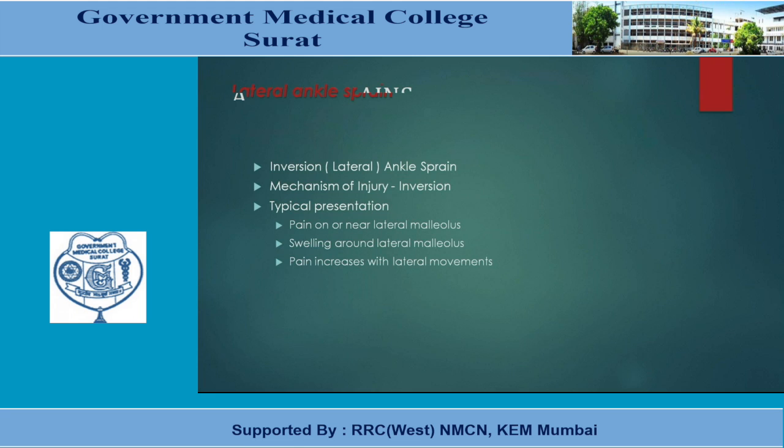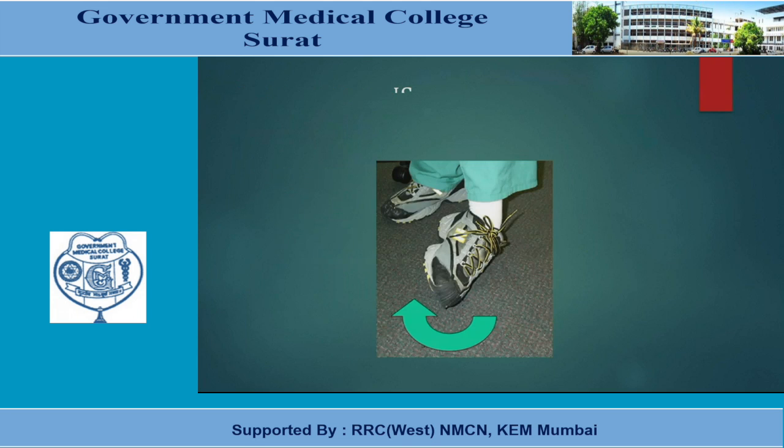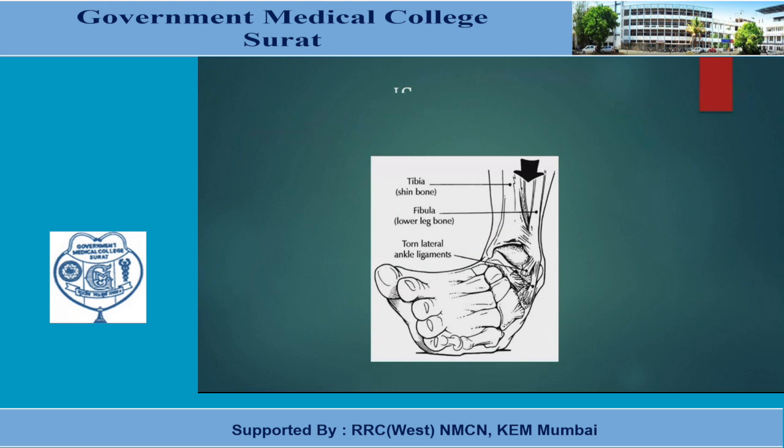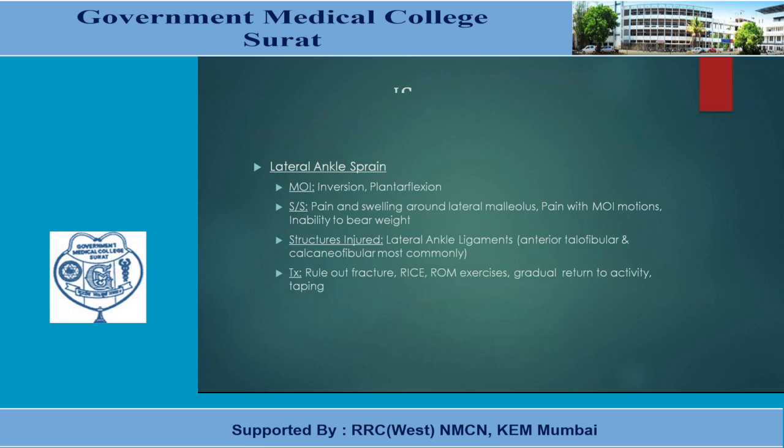Now we see the lateral ankle sprain. The mechanism is an inversion injury, with pain over the lateral malleolus, swelling around the lateral malleolus, and pain that increases with lateral movement. This is the most common. We see our foot is always bent like this, never bent the other way. So lateral ligament damage is most common in the lateral ankle sprain. Here we see the fibula and the torn lateral ankle ligament. So in a lateral ankle sprain, the injury is inversion and plantar flexion.